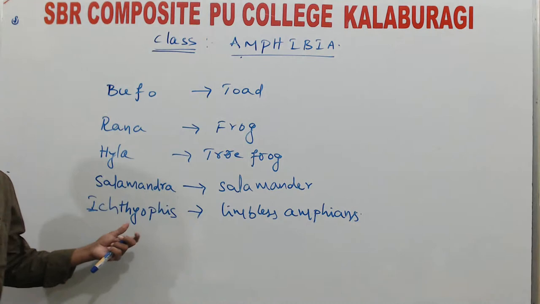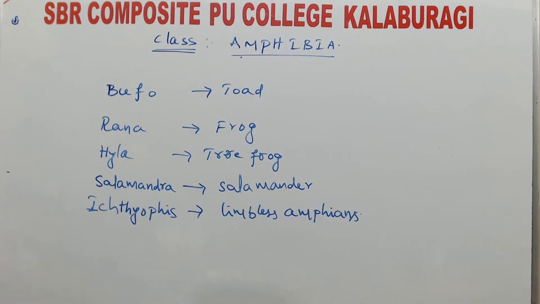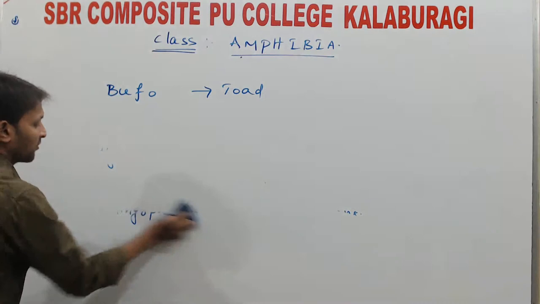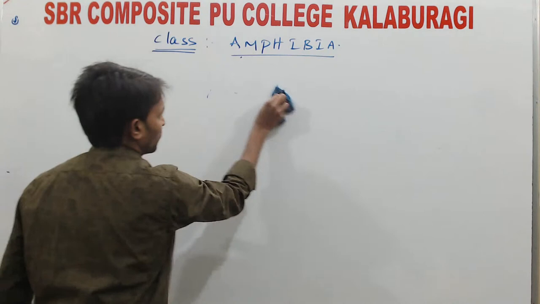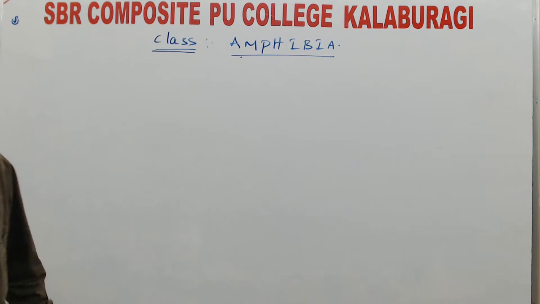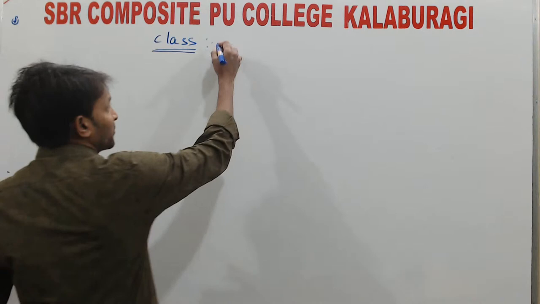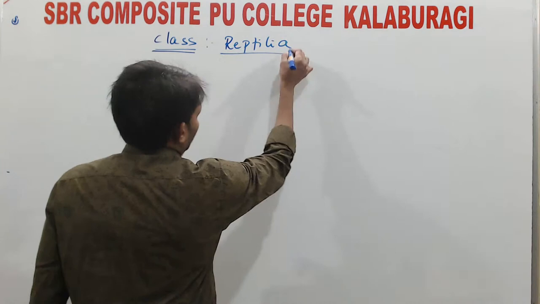Right. Next thing we will discuss, the class Reptilia. So class Reptilia, first, origin of the name. If you see the reptiles, immediately you have to remember crocodiles, turtles, lizards, snakes, such kind of organisms. Amphibians, immediately you have to remember frogs, salamander, tree frog, toads, all these things. For the reptiles, their image has to come immediately in your brain. Class Reptilia.